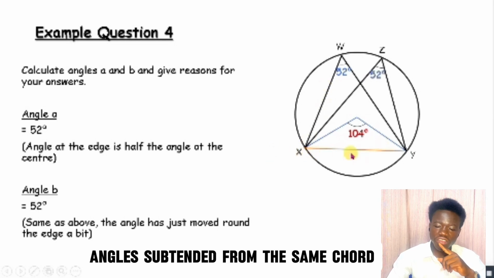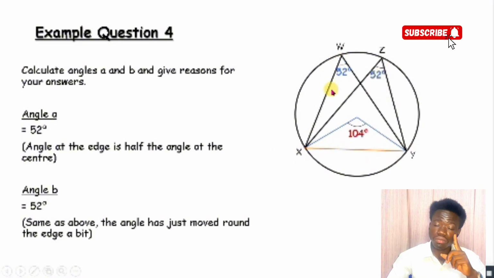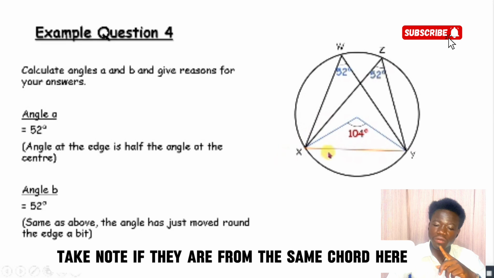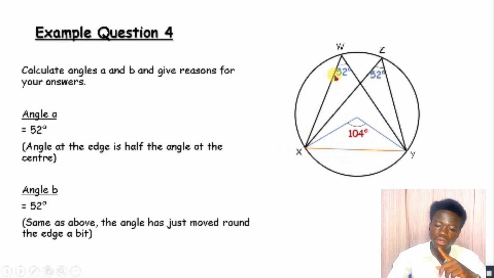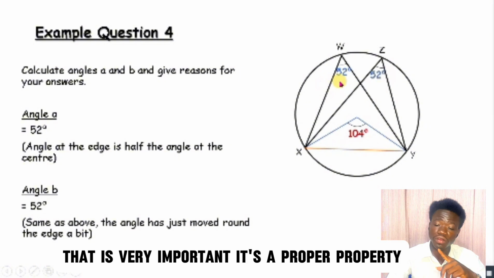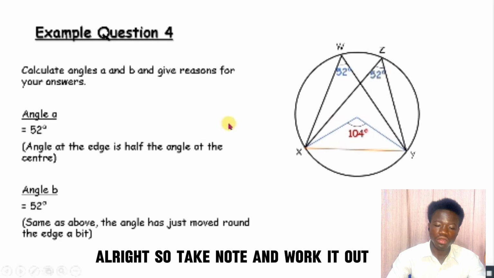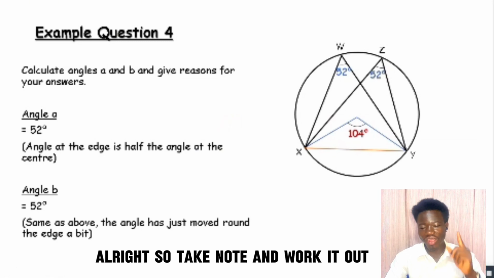The property says that angles subtended from the same chord, x and y is a chord, to the circumference are equal. Take note. If they are from the same chord here, this and this will be equal. That is very important. It's a property we can be using in other examples. Alright? So take note and work it out.